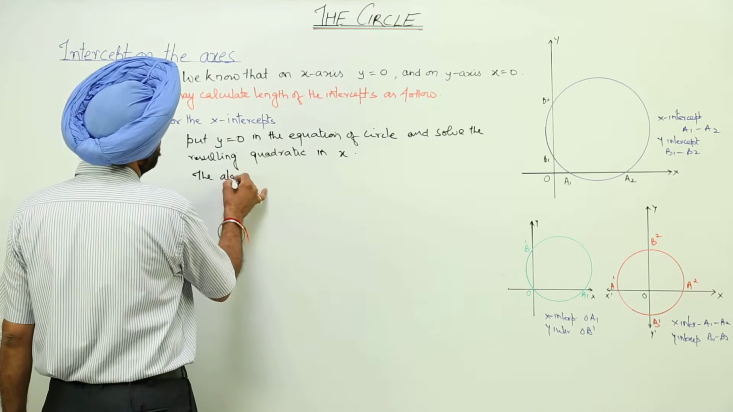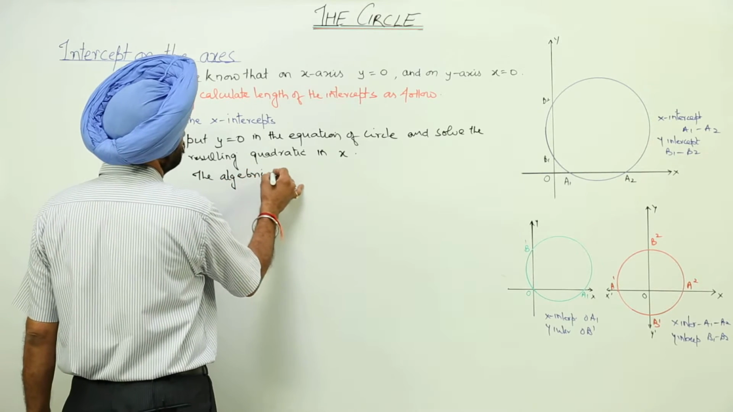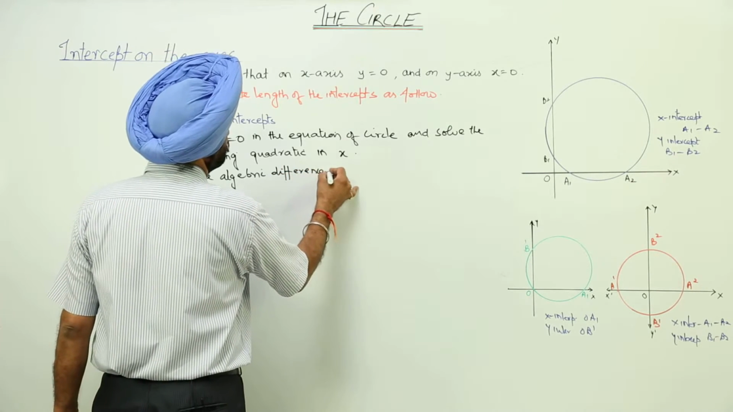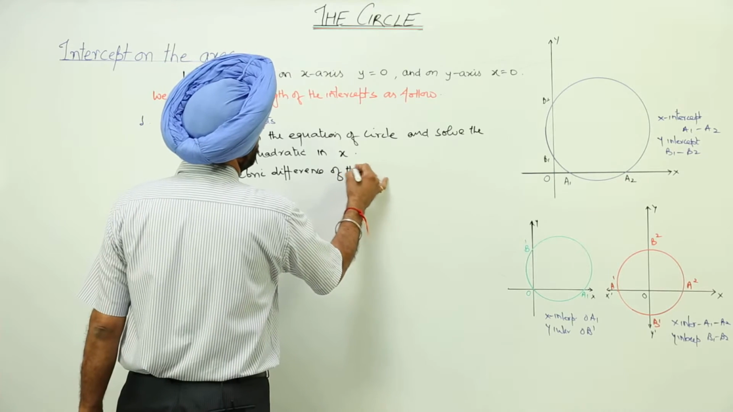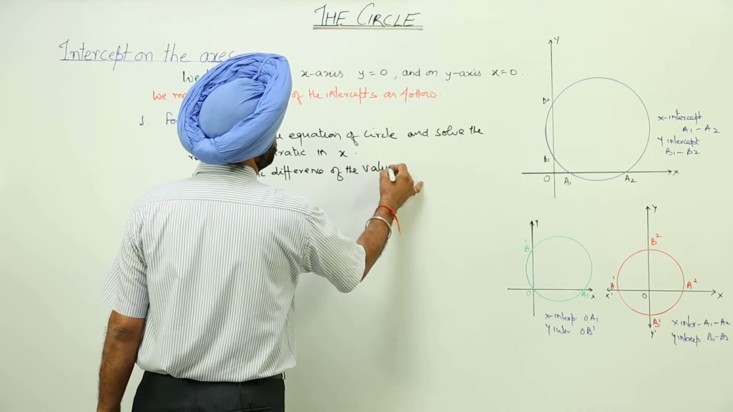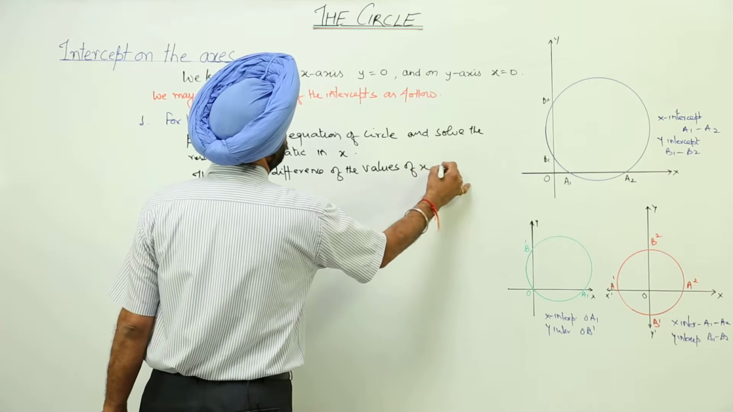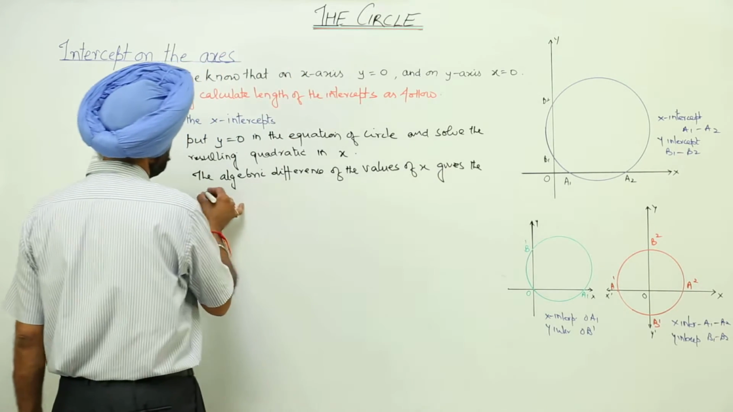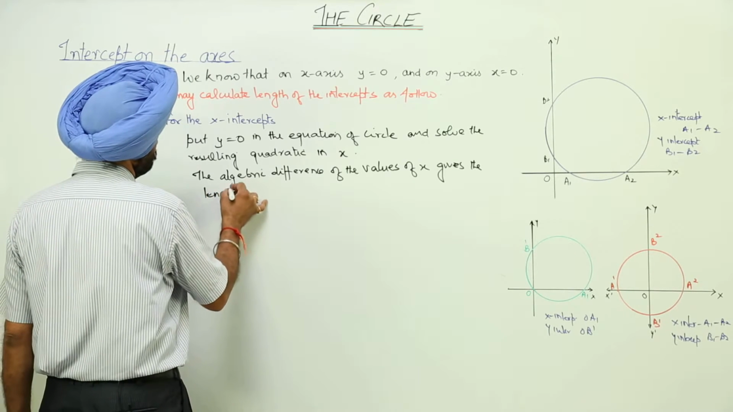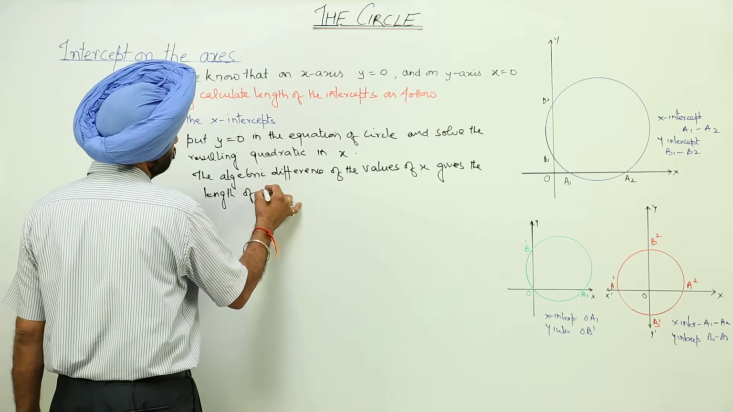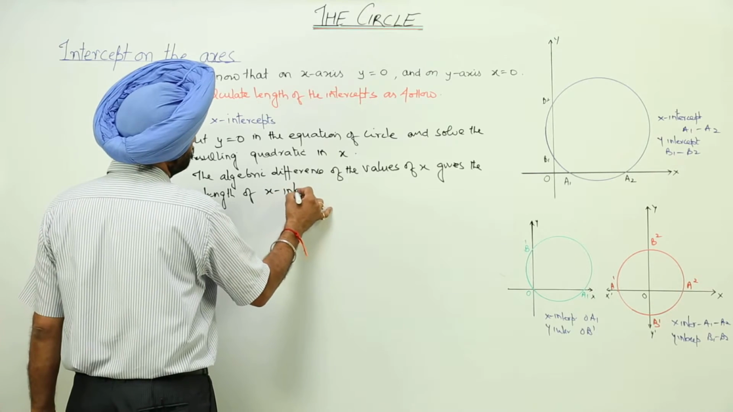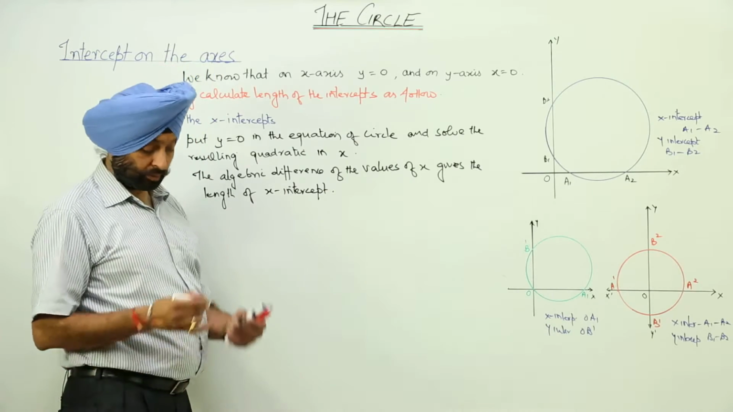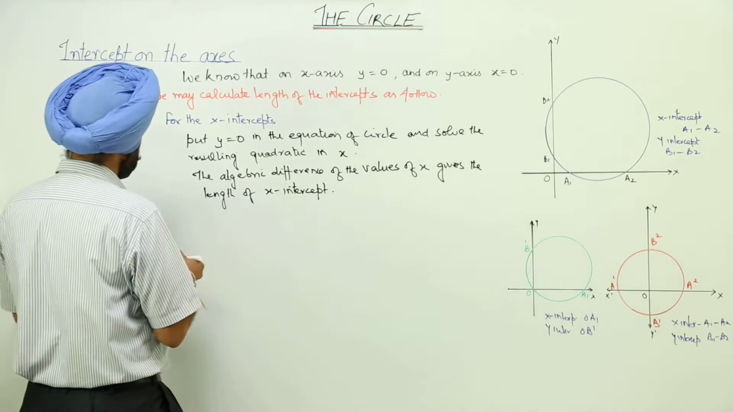The algebraic difference of the values of x gives the length of x intercept. Is it clear?